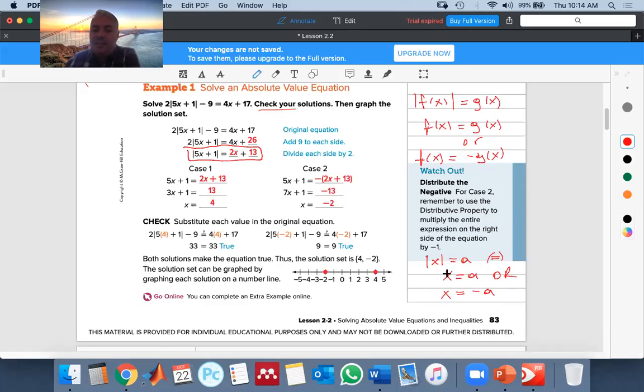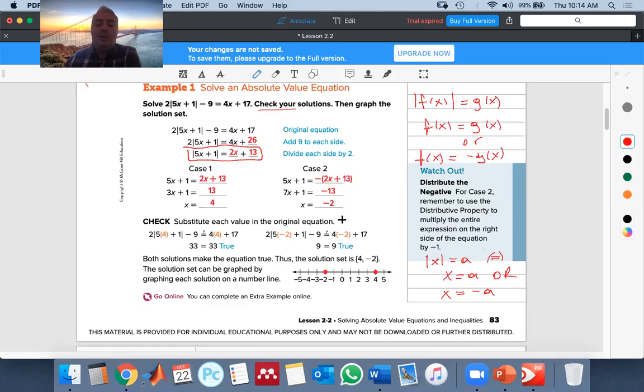But the meaning is important here. What does x mean? X means inside of these two vertical bars, which is the absolute value. What is a? It's a variable or a function, a mathematical expression on the right side. So the result is: inside is equal to outside, or inside is equal to negative outside. So it's better to keep that in our mind.